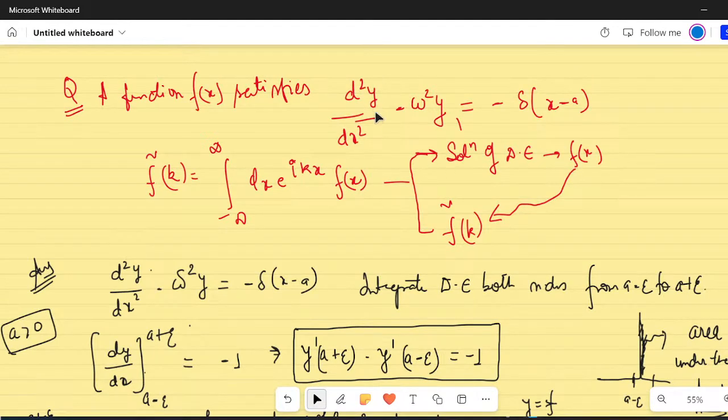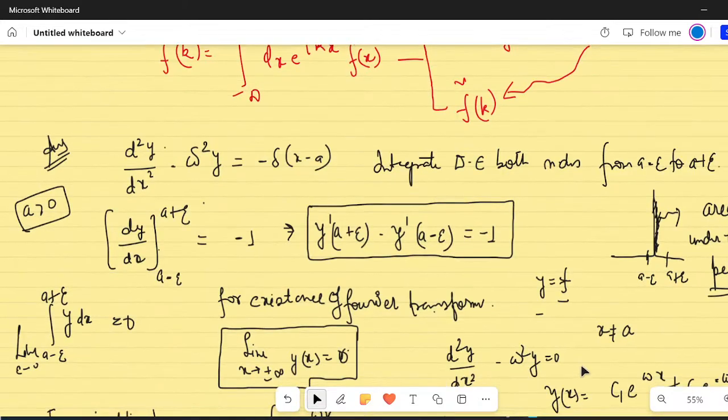Basically, if you write y of x, because the function f of x satisfies this differential equation, whatever the solution is, it is f of x. So I found that the solution y of x is equal to 1 upon 2 omega e to the power minus omega modulus of x minus a. I have found that f of x. Now I need to find the Fourier transform for this particular f of x.